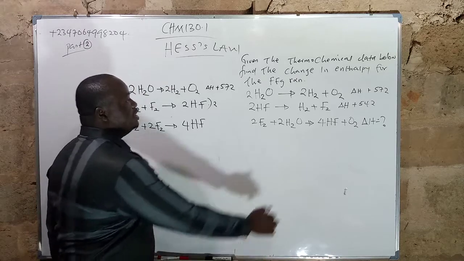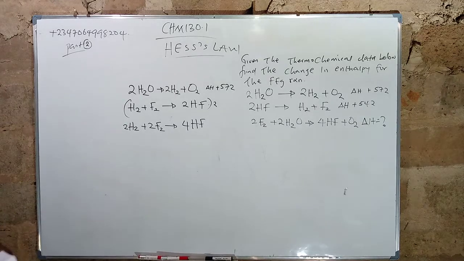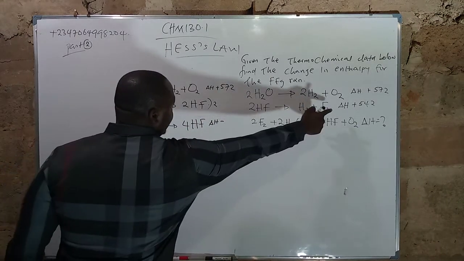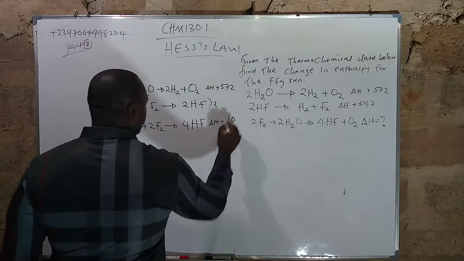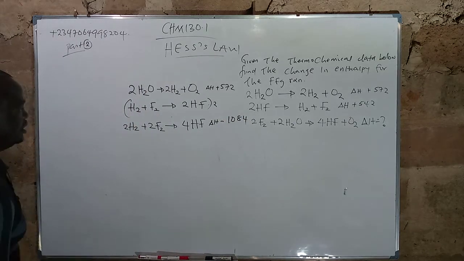Now, the next thing we have to do is also multiply the delta H. Remember, whatever we multiply the equation by, we must multiply the delta H by. This is 547, and if you multiply it by 2, what you will get is 1094. Remember, here is plus; when we reverse the reaction, it has to change sign. So delta H here should be minus 1084.